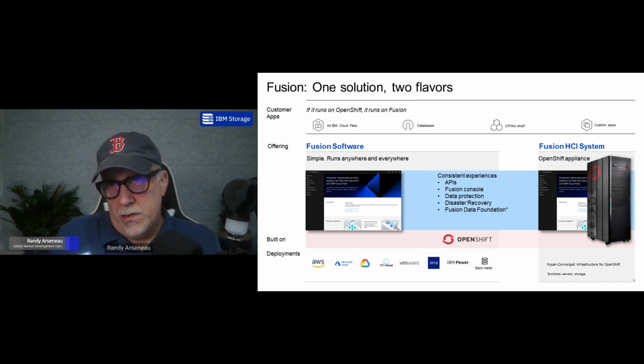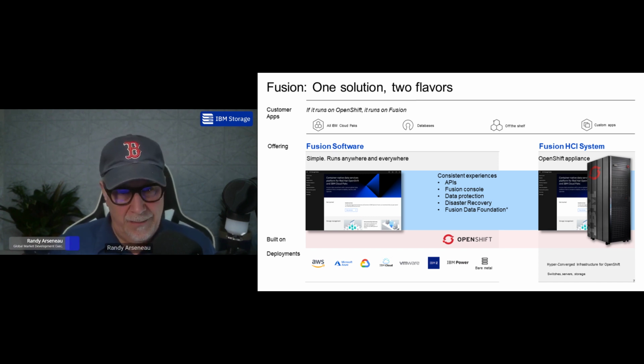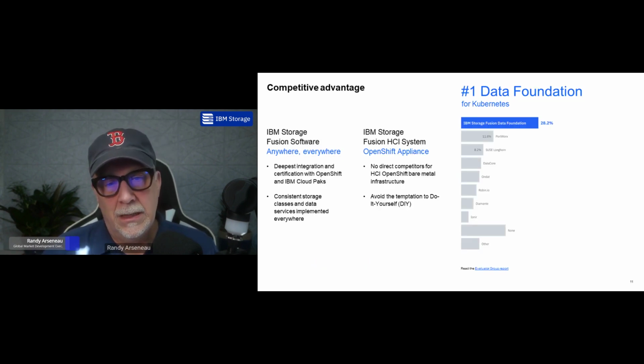It, of course, supports IBM Cloud Paks and is very tightly integrated with IBM Cloud Paks. That's our route to market for our software solutions, which, by the way, is also built on OpenShift. So the point here is that OpenShift anywhere and everywhere, Fusion is designed to overcome a lot of the challenges and deliver on the promises of OpenShift deployment.